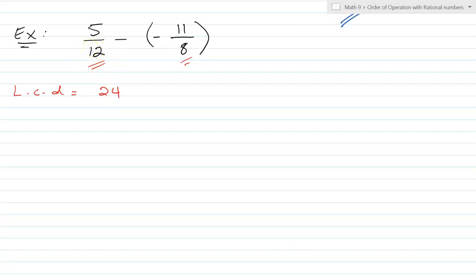You start with the very first one. 12 times 2 is 24. Does 8 go into 24? Yes, it does. And if it does, right away that will be your lowest common denominator or lowest common multiple. Excellent. What should we do? Now, before doing that, let's polish these two negative signs. So I'm going to rewrite this as 5/12 plus, because a negative beside a negative is a plus sign, 11/8.